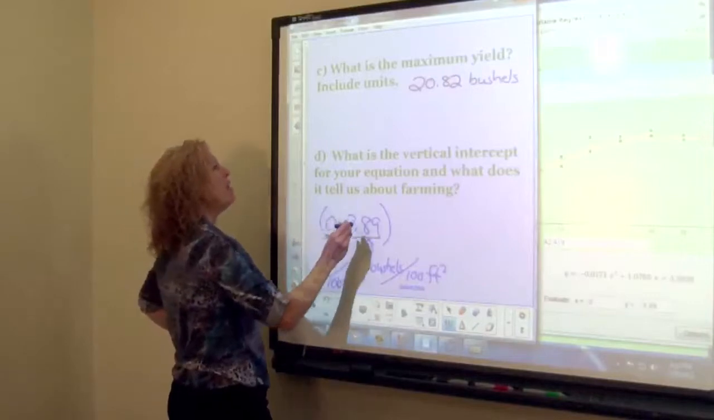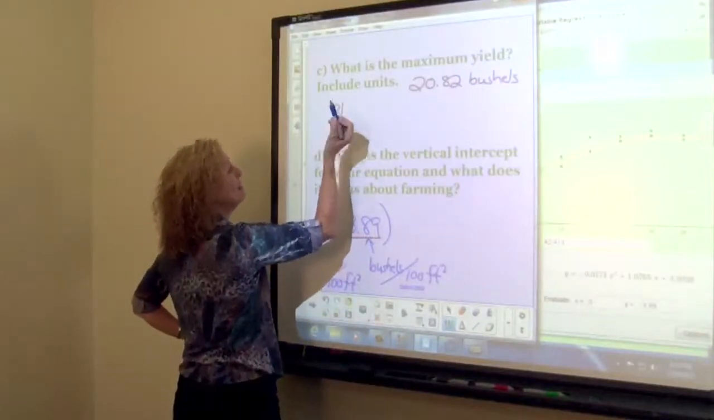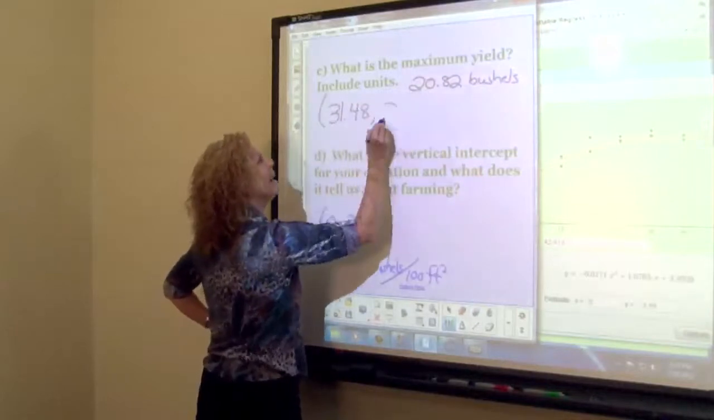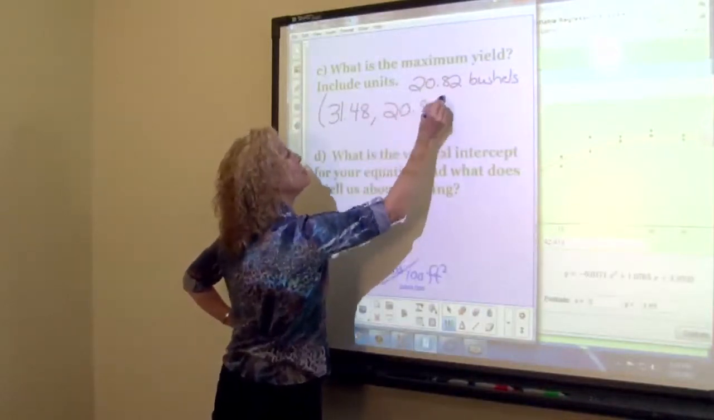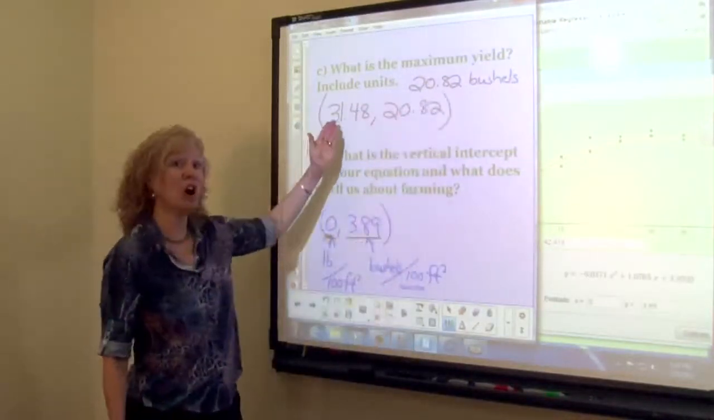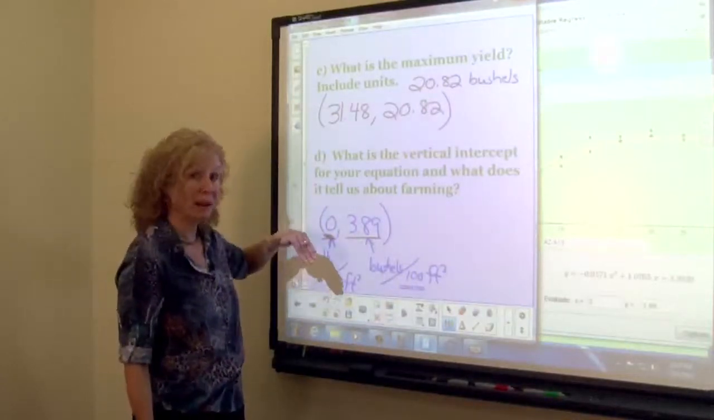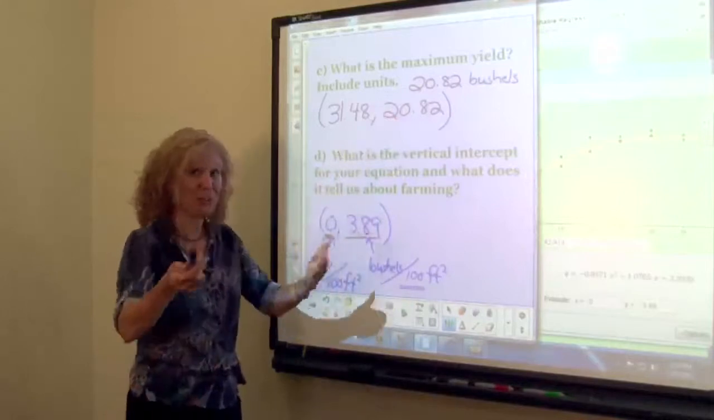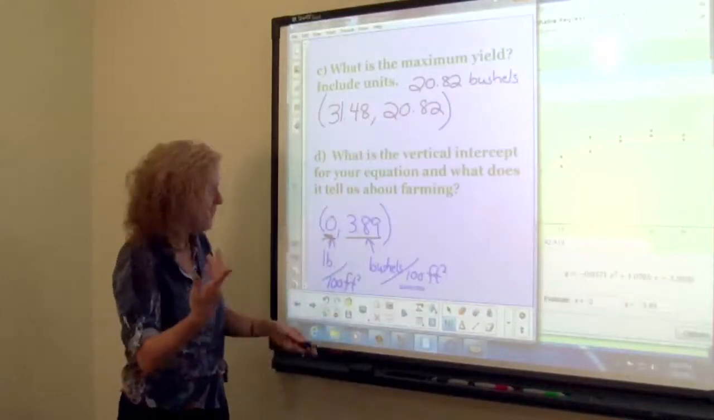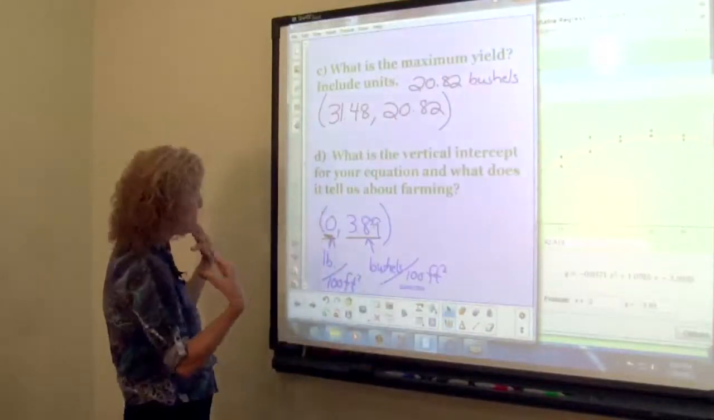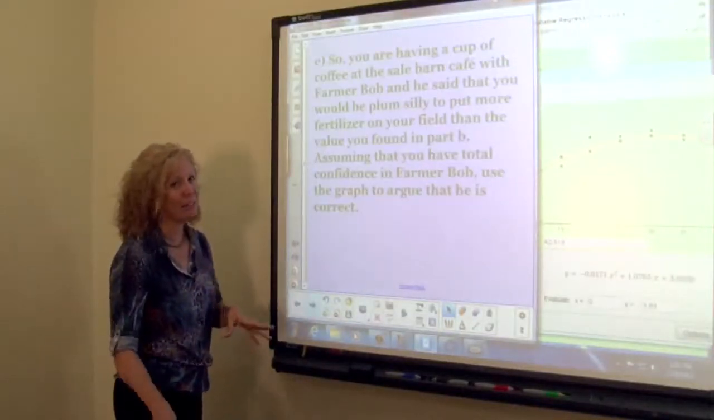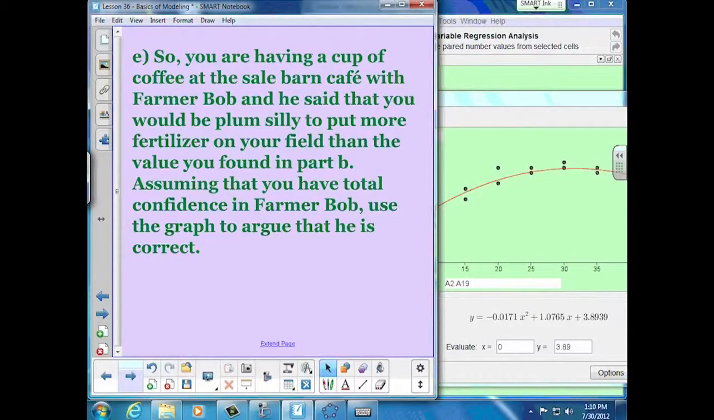If I put on 31.5 pounds, I'd get 20.82 bushels. How much does it cost me to buy that 31 pounds of fertilizer? How much more do I earn? Is it worth fertilizing my field? Okay, lots of interesting things in my mind to ponder. And of course, fertilizer's not the least of their worries, probably.